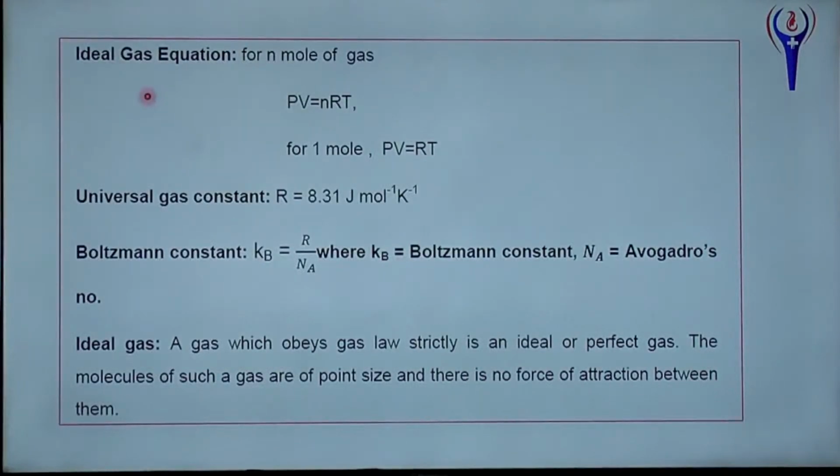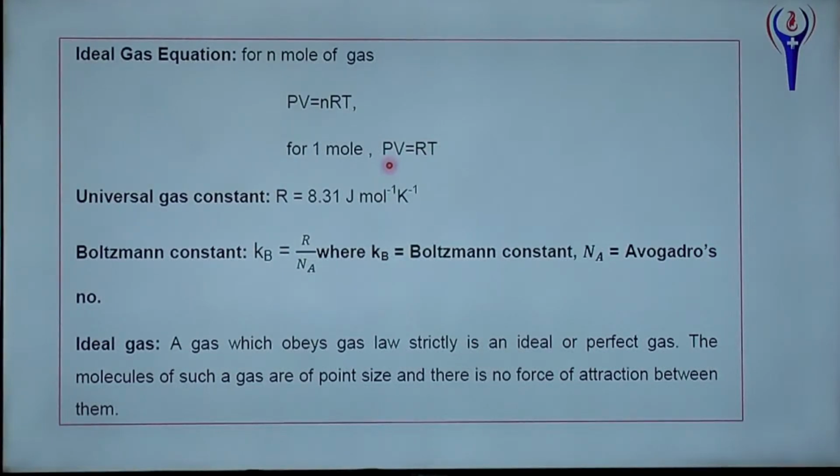Ideal gas equation. For n mole of gas, n is the number of moles of gas, PV equal to nRT. This PV equal to nRT is a combination of all the three laws of gases. That is ideal gas equation. For 1 mole, n equal to 1. If you substitute, PV equal to RT.